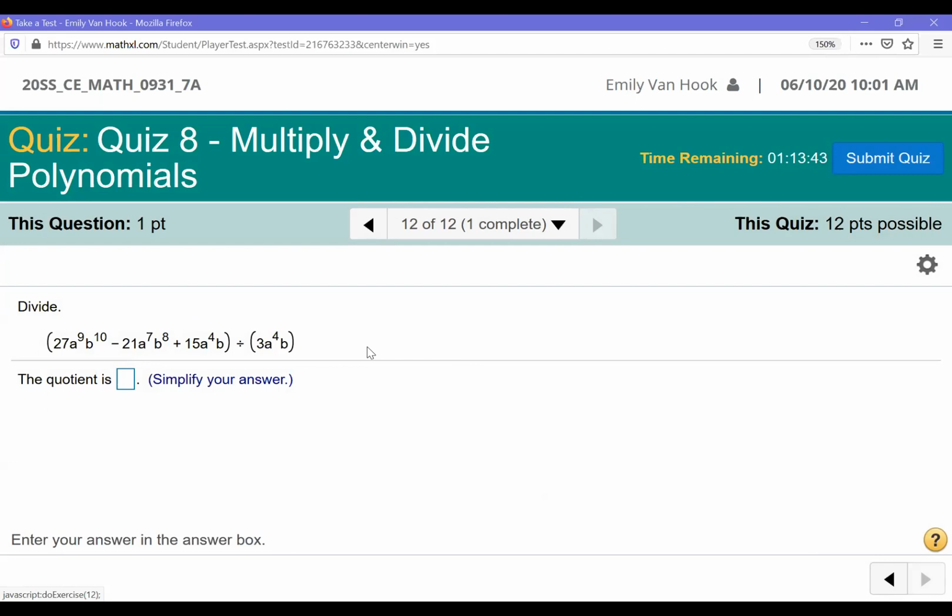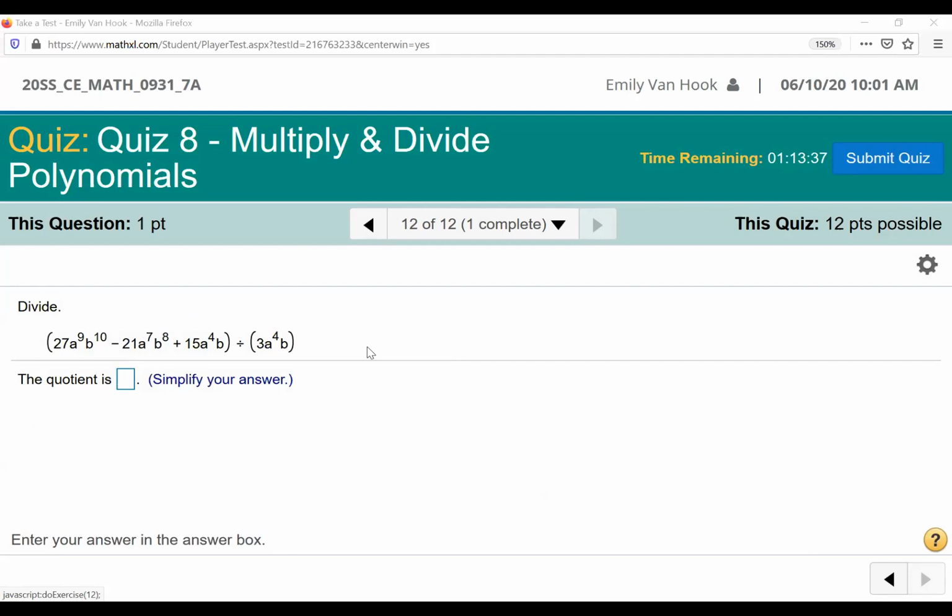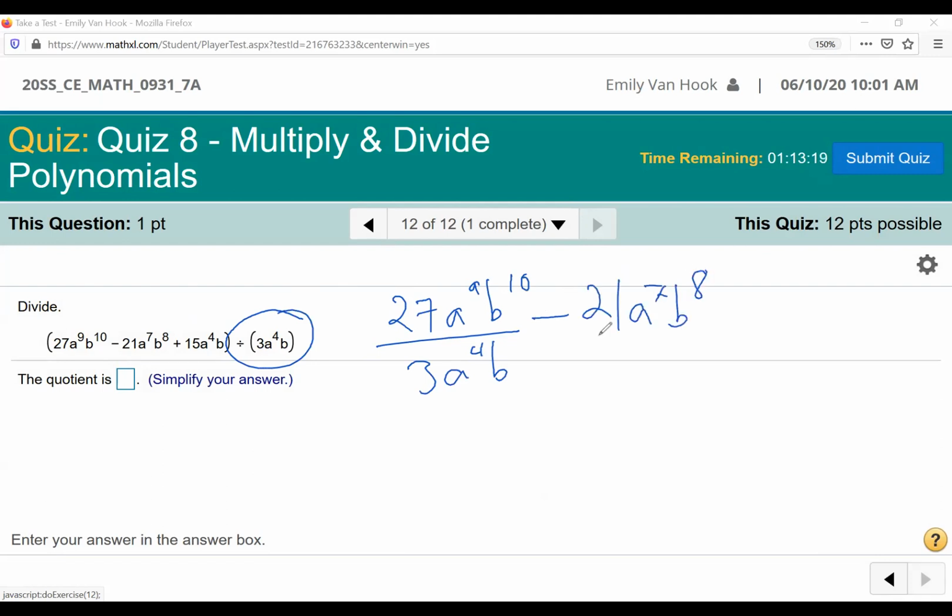Okay, this is great. This is a division problem similar to what we just did. So I can divide everything by this 3a to the 4th b. So 27a to the 9th b to the 10th, divided by 3a to the 4th b, minus, I know it's a pain to rewrite it. While I'm rewriting, you can see if you can actually solve it. Divide each of the coefficients by 3 and then subtract the exponents. 15a to the 4th b over 3a to the 4th b.